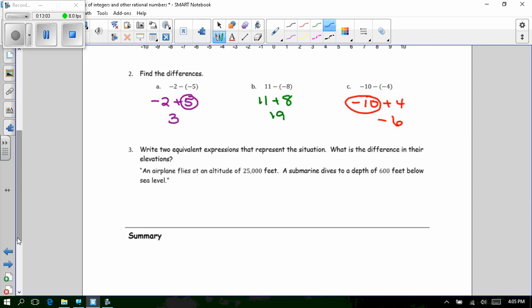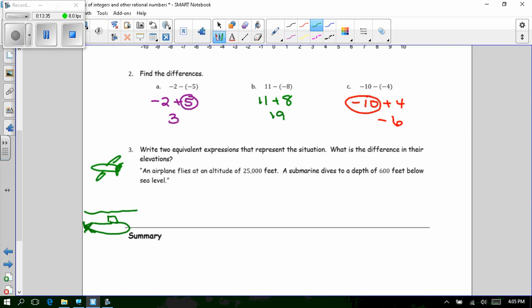All right, so now number 3, write 2 equivalent expressions that represent the situation. What is the difference in the elevations? All right, so an airplane flies at 25,000 feet, right? So we've got this airplane. Don't laugh at Mrs. Hoekstra's drawings. There is Mrs. Hoekstra's airplane, right? There's the prop. Yep, it's flying around. There's my airplane. And then I have a submarine underwater. Again, don't laugh at my drawings because Mrs. Hoekstra is not an artist.